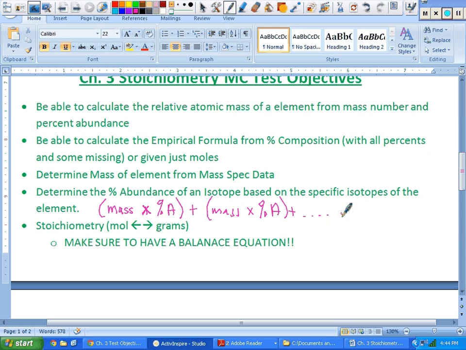The only thing I need you to be aware of: can you take the percent abundance and plug it right in? No, why not? You've got to change it to a decimal. Be very careful of that. It will be on a table, yes. It will be on a table. So it's out of 100, so all you have to do is drop the percent, essentially.